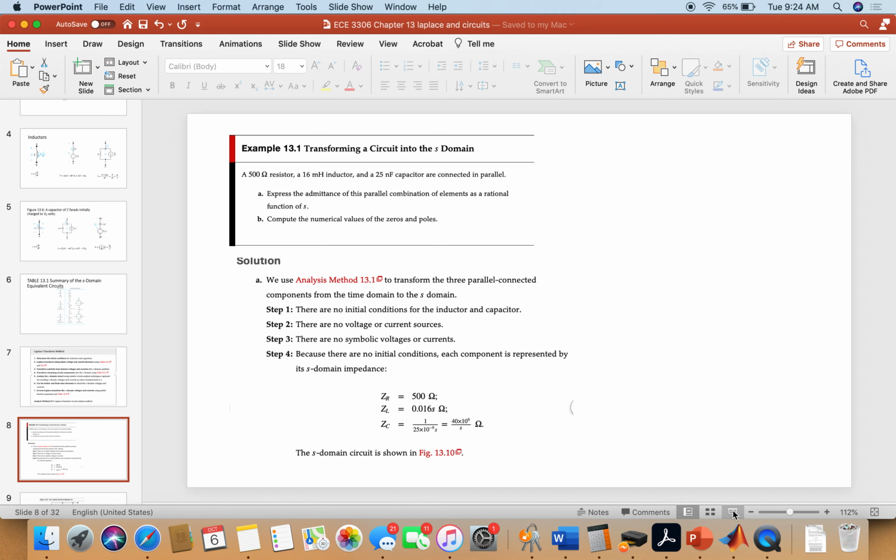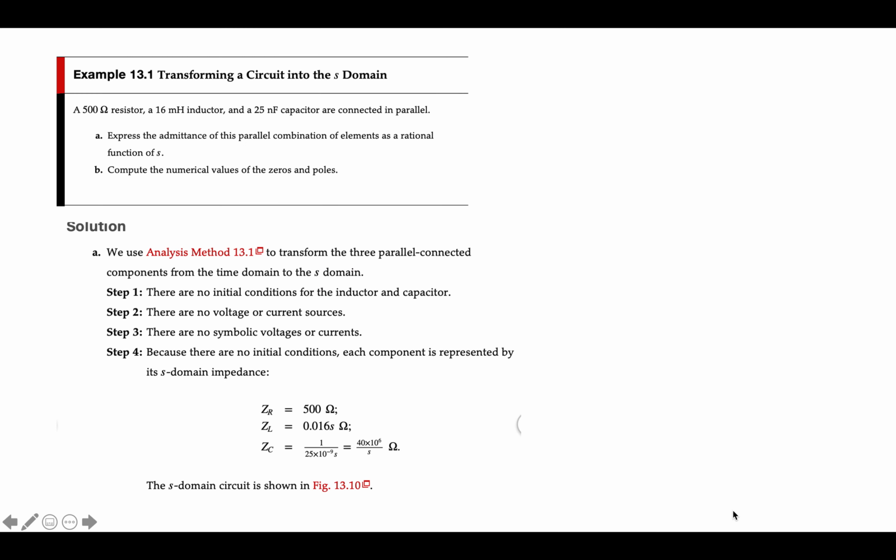In this example, we want to begin to look at how to transform a circuit into the Laplace domain. So basically, we're given this problem that we have a 500 ohm resistor, a 16 millihenry inductor, and a 25 nanofarad capacitor, and they are all connected in parallel. And so what we want to do is express the admittance of the parallel combination of elements as a rational function of S. So first, let me say that we'll find the impedances because people think in terms of impedance.